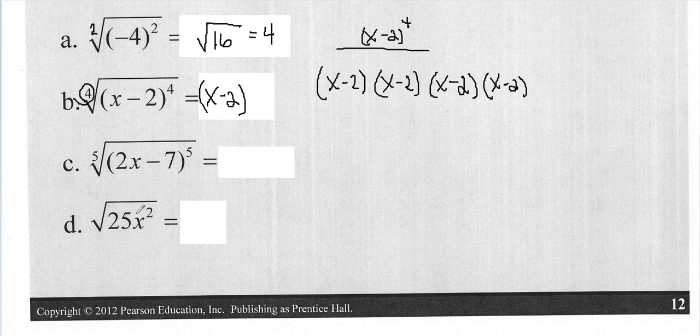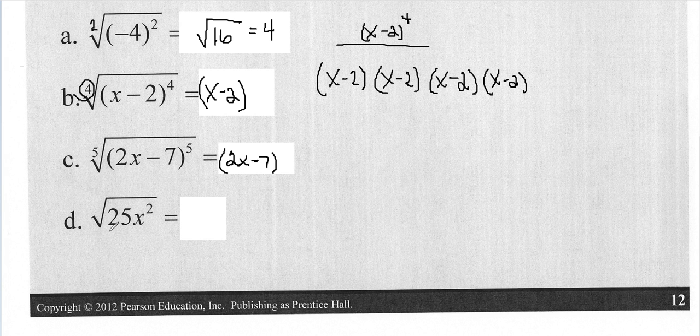So what do you think is going to happen here? I've got 5 of these 2x minus 7s if I laid it out like I did for the x minus 2s. And it's the 5th root, so for every 5 I'm going to take out 1. So my answer just remains 2x minus 7, one of them. Gets to be kind of fun after a while.